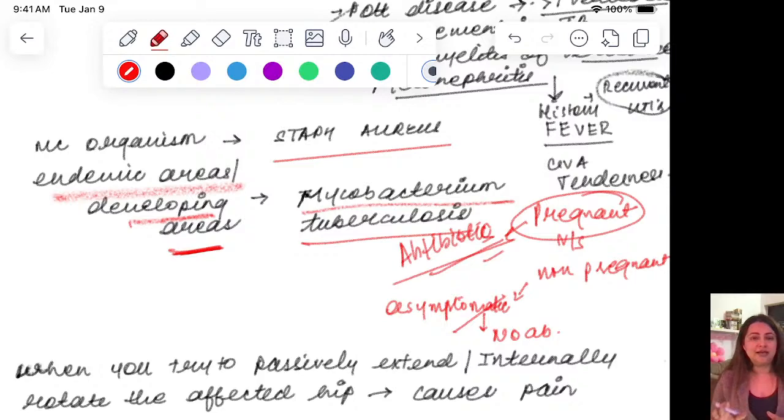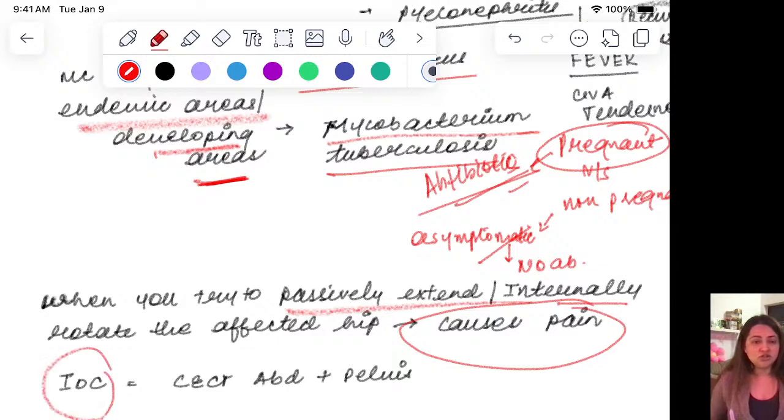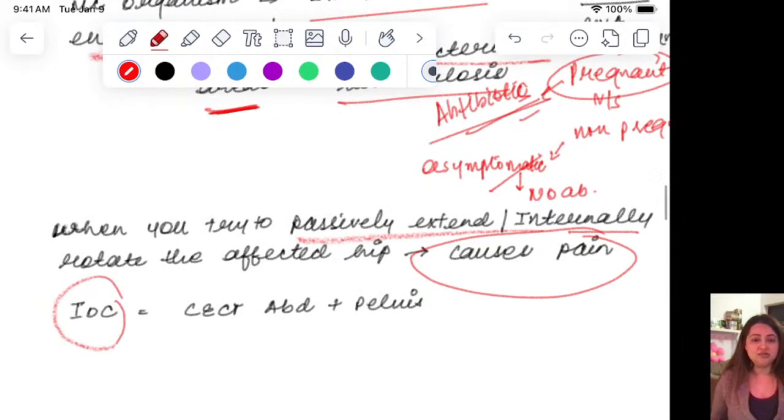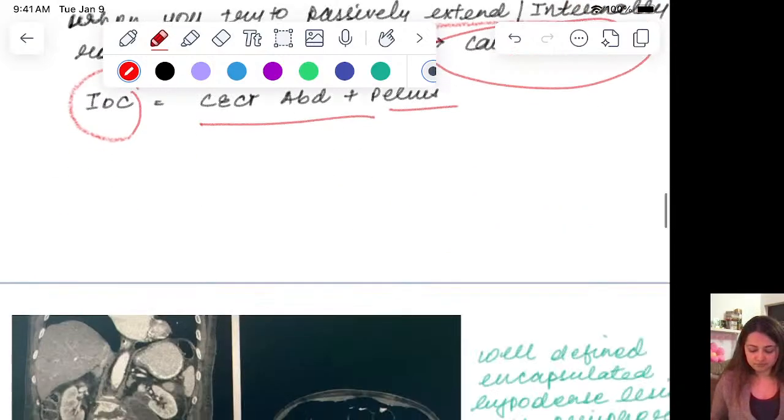Now, when you come across a patient who has a Psoas abscess, what you have to see is that when you try to do a passive extension or internal rotation of the affected hip, the patient is going to wince in pain. So that's very important. And what is the investigation of choice if you're suspecting a Psoas abscess in a patient? And yes, if a Psoas abscess is large enough, you can feel a mass. Okay, so you can palpate a mass. The investigation of choice in this case is going to be the CT abdomen along with the pelvis. Okay, moving on.